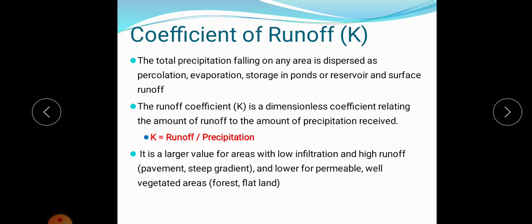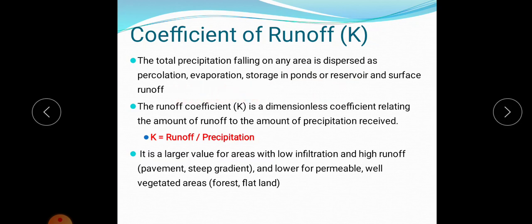So the total precipitation falling on any area is dispersed as percolation, evaporation, storage in ponds or reservoirs, and surface runoff. That is, the rainwater which is coming on our earth's surface will be infiltrated into the ground, that is percolated into the soil. Then some part may be evaporated, and some portion of that rainwater may be stored in ponds, reservoirs, etc. And the remaining part will flow as surface runoff.